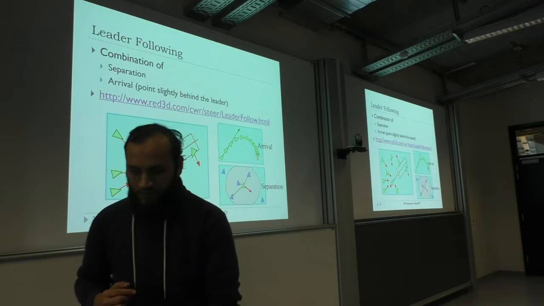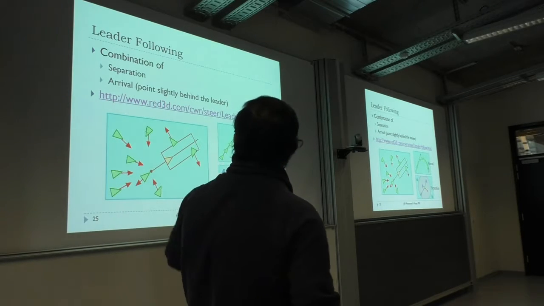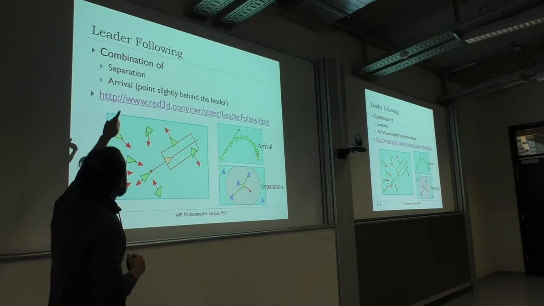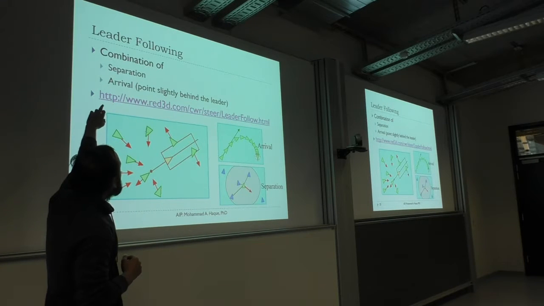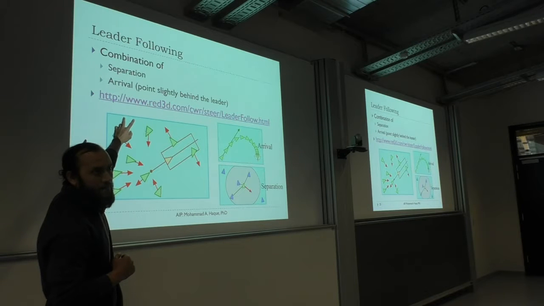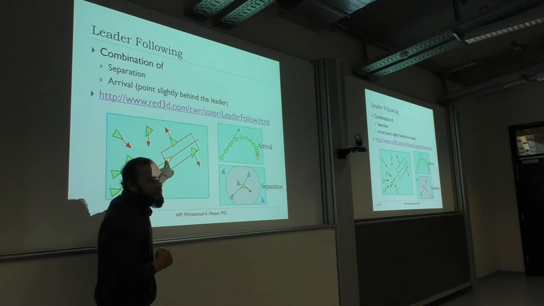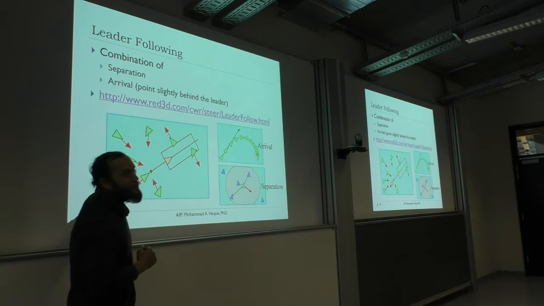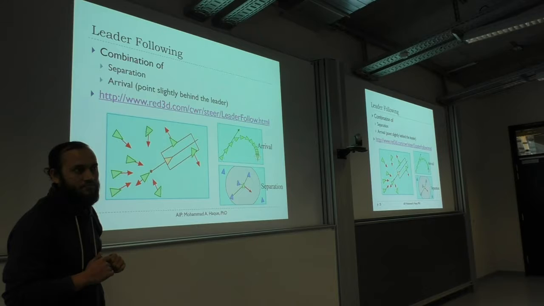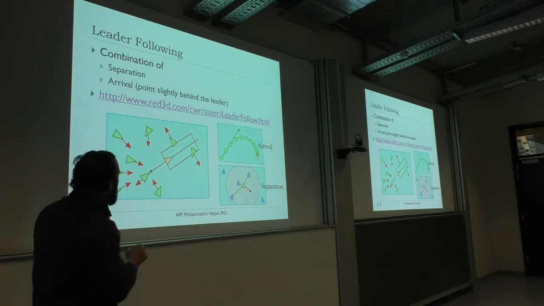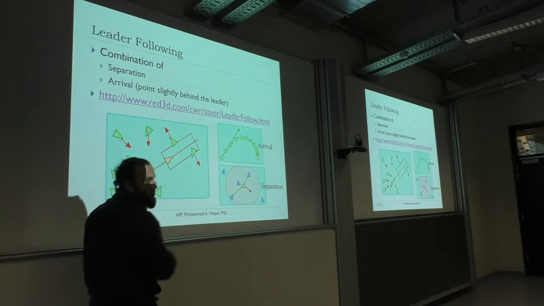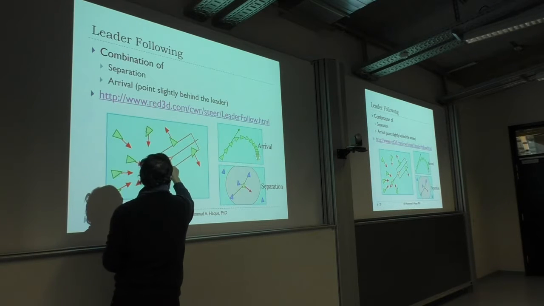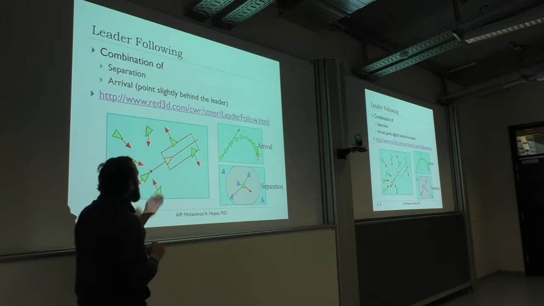Then combined behaviors. It is coming first as leader following. So leader following is actually taking two things. One is separation, another is arrival. We have a leader here and all of our objects, we are telling that you have to follow the leader. What does that mean? Then let's say all of them are moving also. Then this object is trying to find the leader, but the leader is also moving.